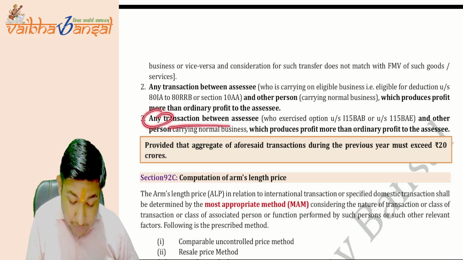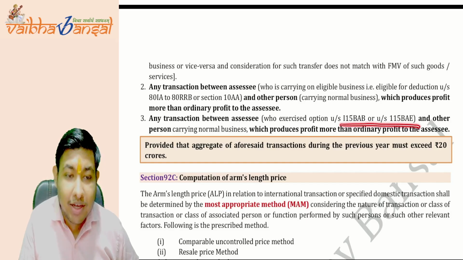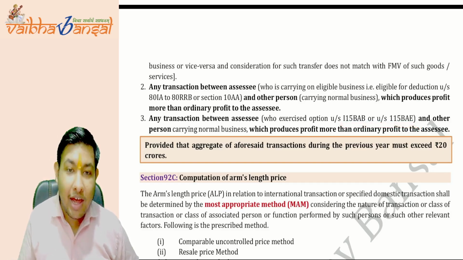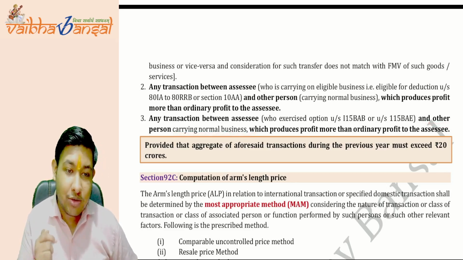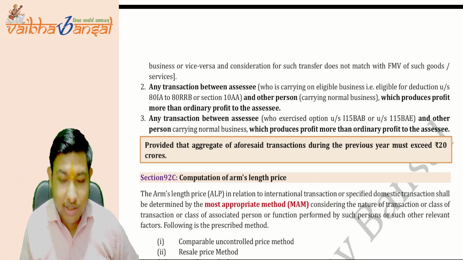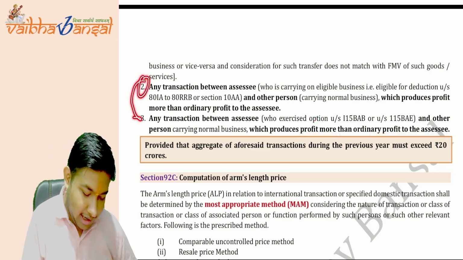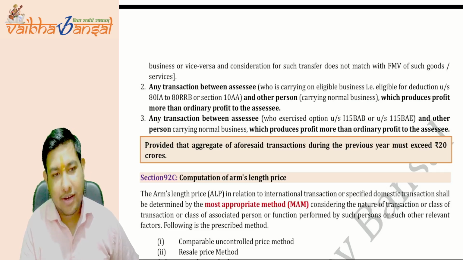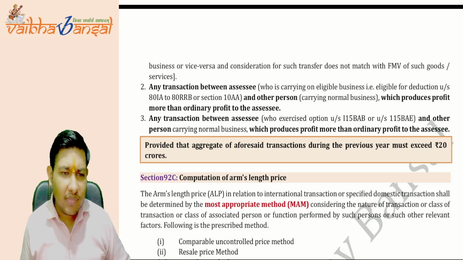Any transaction between an assessee who exercises 115BAA or 115BAE, where the tax rates are very low, 15% and 22%, these are the only tax rates, and another person carrying on normal business, who is going to pay tax at 25% or maybe 30%, which produces profit more than the ordinary course of business. The same analogy is taken here as well. For point number 2, the same analogy is taken for the third as well.